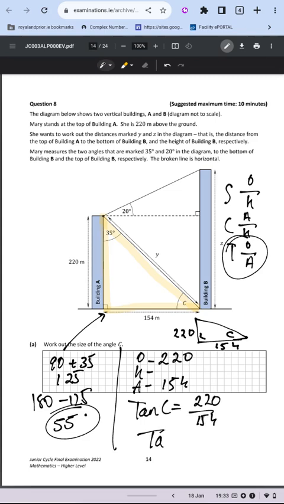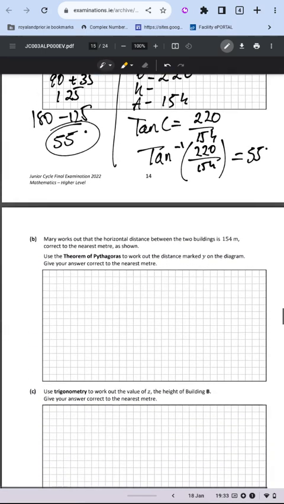To get the angle, do a bit of shifting. Tan inverse 220 over 154. And you should get around 55 degrees as well. I have it written down somewhere. 55 anyway. So two different ways.